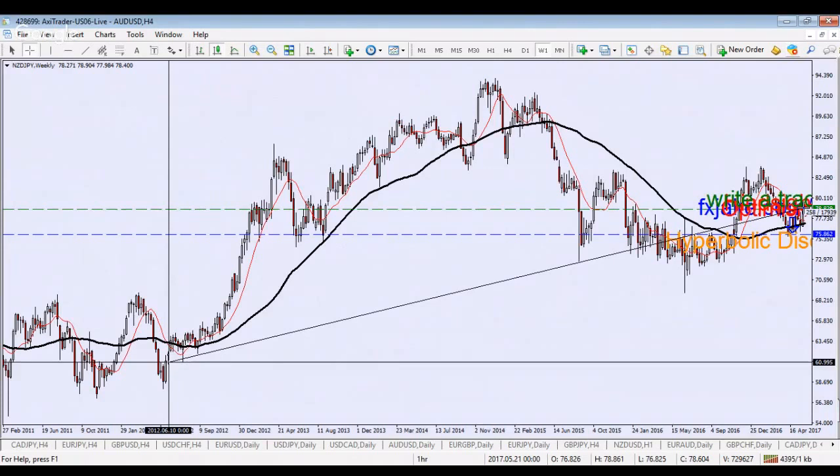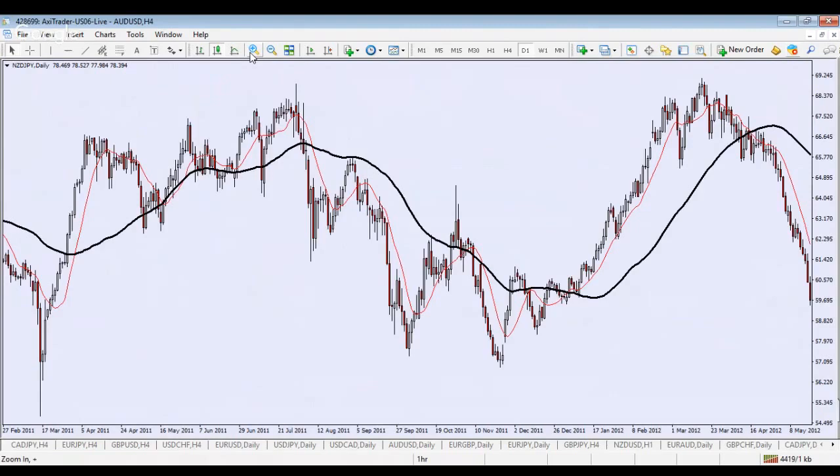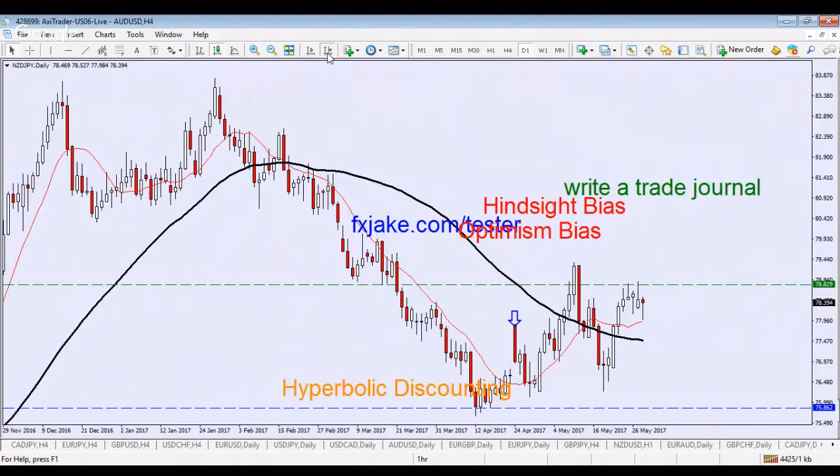No. Is your broker going to spike you down, put a spike through here to stop you out or something? No, that's not going to happen. But we tend to think as traders that it does matter where we got in, and it affects our decision making. And so hyperbolic discounting is when you take a bird in the hand rather than waiting for two in the bush. And it's terrible. And we've all been through it. We all know what it's like.